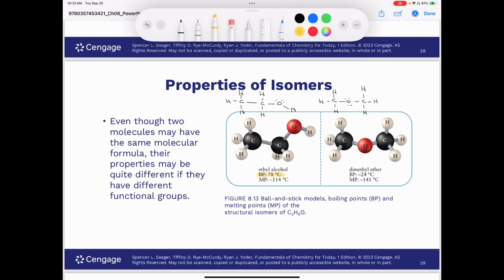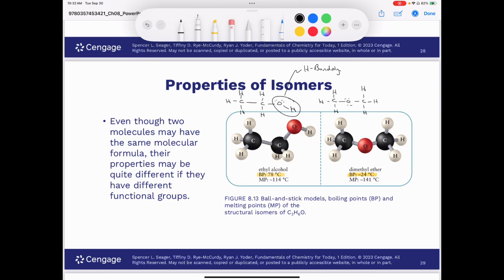So again, it's a liquid at room temperature, and dimethyl ether, same elements, but they're connected together in a different way. And so it has a much lower boiling point. So it's a gas at room temperature. And you can imagine the reason why this is, right? If we have an alcohol, we can have hydrogen bonding, which is a much stronger intermolecular force than the one in dimethyl ether.